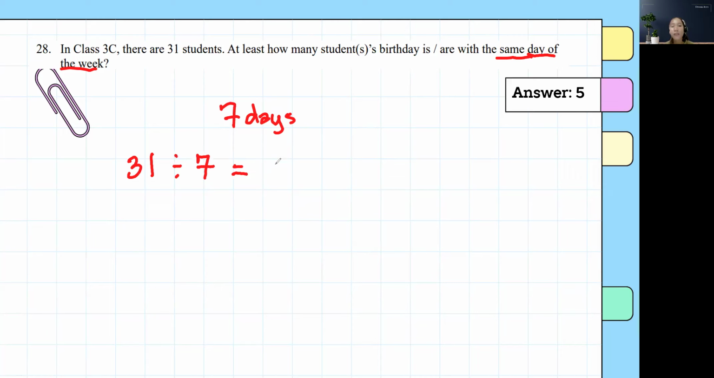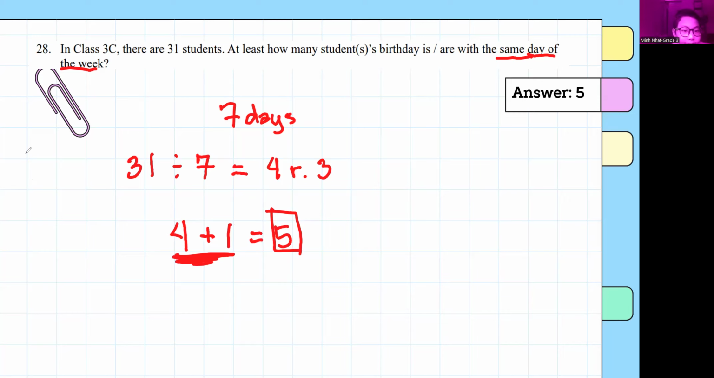31 divided by 7 is 4. 7 times 4 is 28, 29, 30, 31. So that's 4, remainder 3. So there are 4 students that have the same day of the week, but just to make sure, we need to add 1. That's equal to 5. This is to ensure that we really have the correct least number of students.